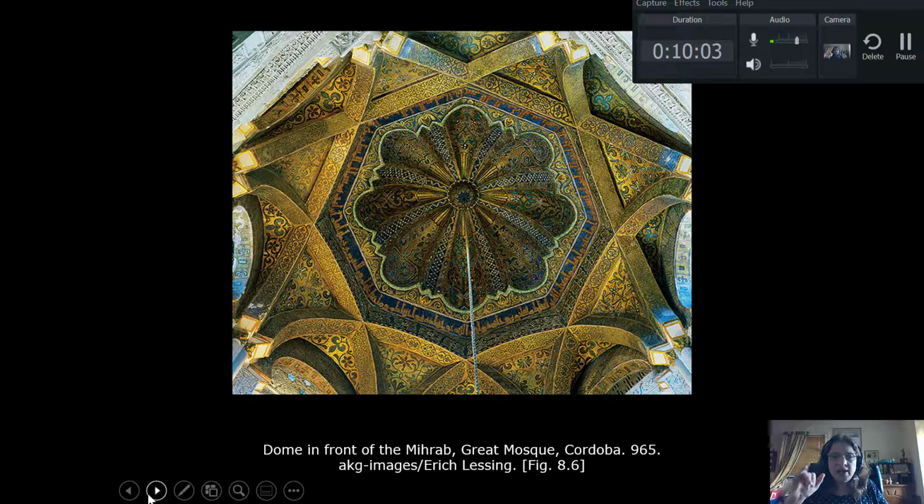So we have certain areas that are set aside for prayer. And this is one of them. It looks quite plain when you look at it, but then you look up into the dome above it and you see this amazing arabesque patterning that's going on here.